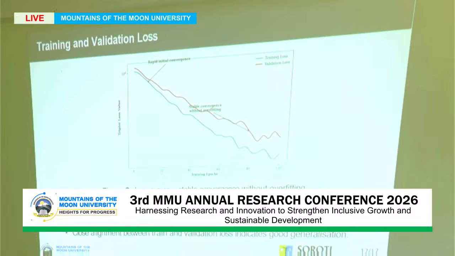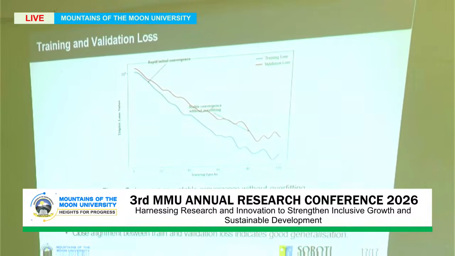We also needed to understand what the training and validation loss would be. If we look at the training loss, specifically the blue curve, we see there was a rapid initial convergence. That rapid initial convergence between the first and the 20th epoch showed that our model was capable of learning from the data set that we had.